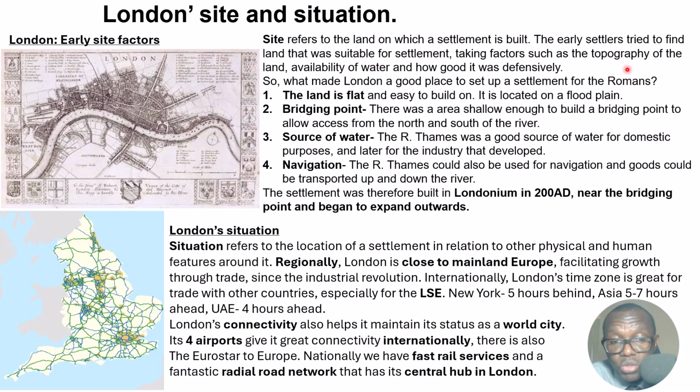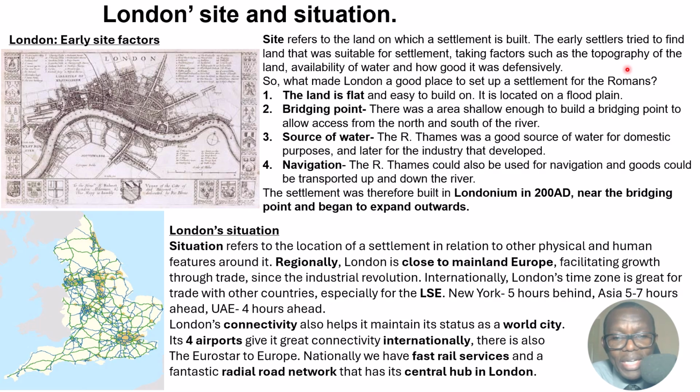And then the River Thames also is a source of water, for their domestic purposes, for industry, and actually the River Thames was used for navigation. So goods could be transported up and down the river. That was good for trading purposes, and this is what made London such a good place to set up a settlement. So the settlement was built in Londinium in 200 AD near the bridging point, and then began to expand outwards from there. So what about London's situation?